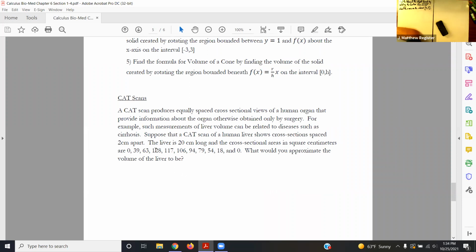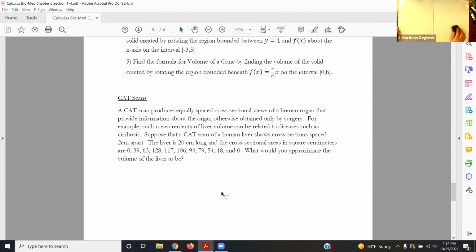Yeah, we know that. Suppose that a CAT scan of a human liver shows cross sections spaced 2 centimeters apart. The liver is 20 centimeters long, and the cross-sectional areas in square centimeters are 0, 39, 63, 128, 117, 106, 94, 79, 54, 18, and 0. What would you approximate the volume of the liver to be?